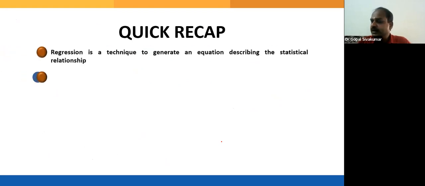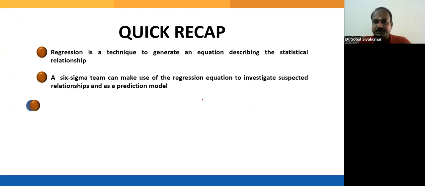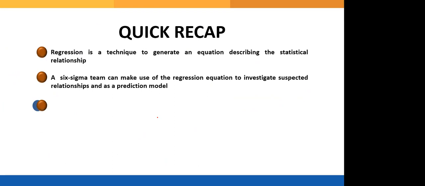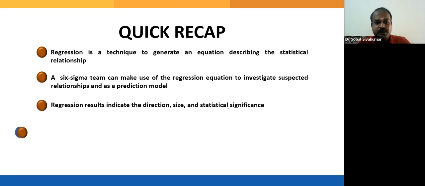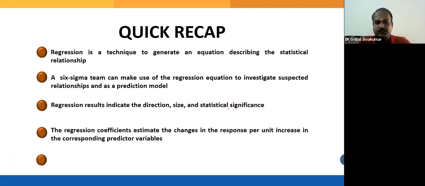So what did we learn here? Regression is a technique to generate the mathematical equation describing the relationship between the X variable and the Y variable. As a Six Sigma team, you can make use of the regression equation to investigate the relationship, and if the predicted R square is also on the higher side, you can use the regression equation to predict future results. Regression indicates direction, size, as well as statistical significance. It comes with the p-value.